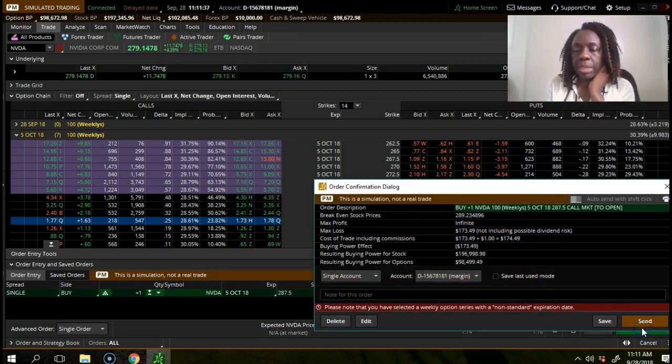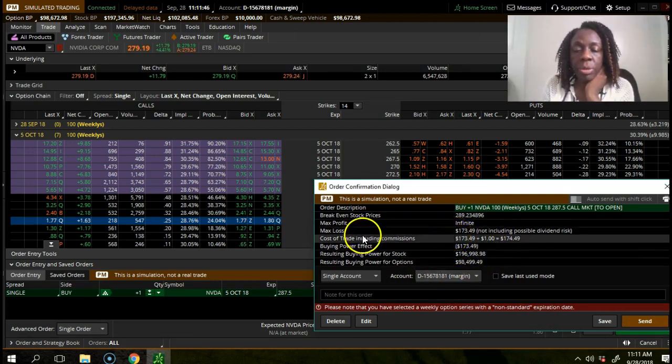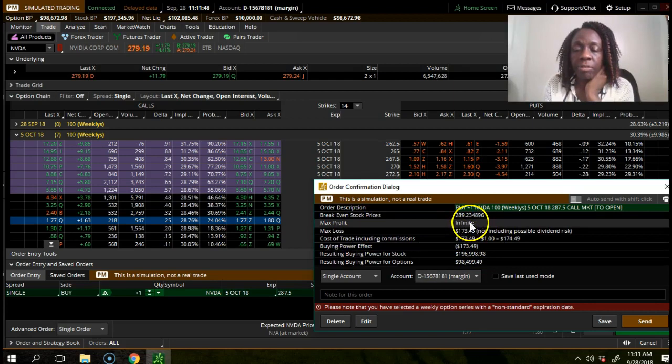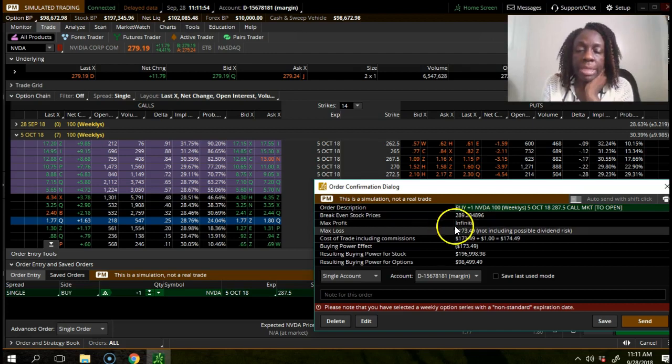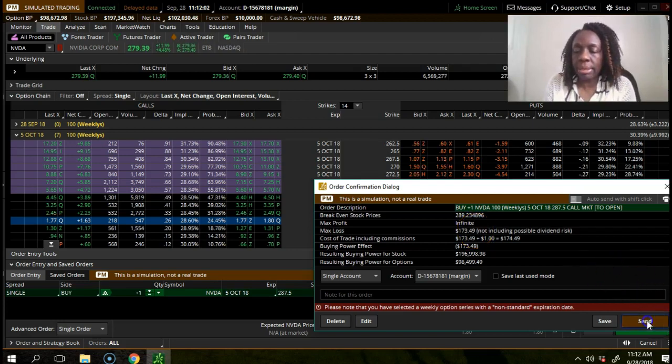We'll click confirm and send, and it still gives you one more opportunity to go over exactly what you're planning to spend your money on. It tells you the maximum profit you can make is infinite, because the price of this stock can go to the moon and you can make money as it's going to the moon. It tells you the most you can lose is what you have invested, which is $173.